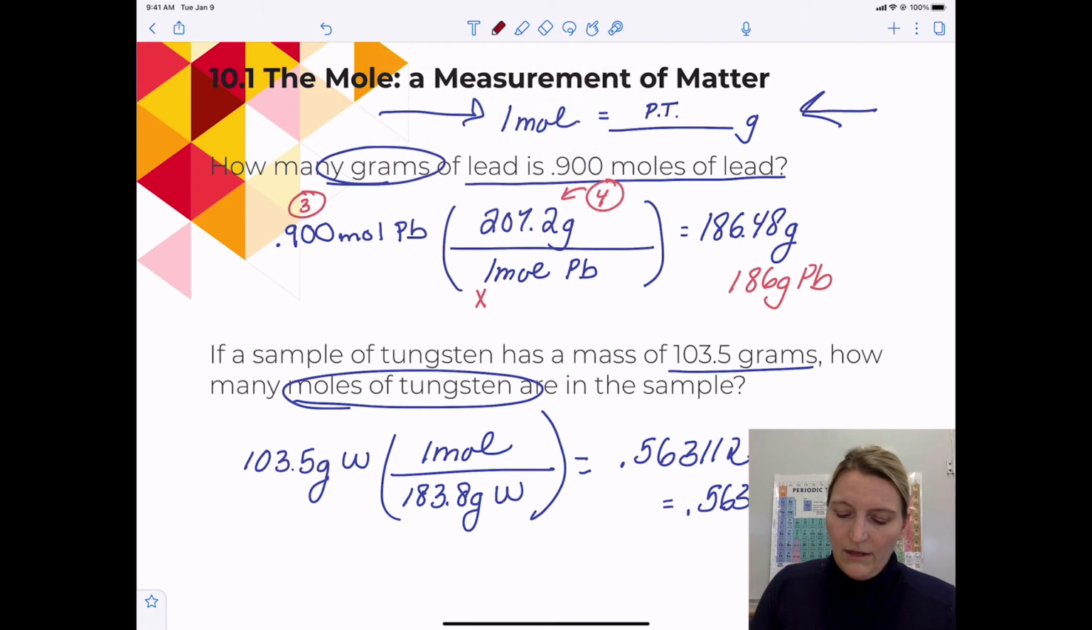I didn't do this on the last one, but whatever unit up top is the same as the unit down bottom so that the units cancel. So grams of tungsten and grams of tungsten on the bottom, the units will cancel.